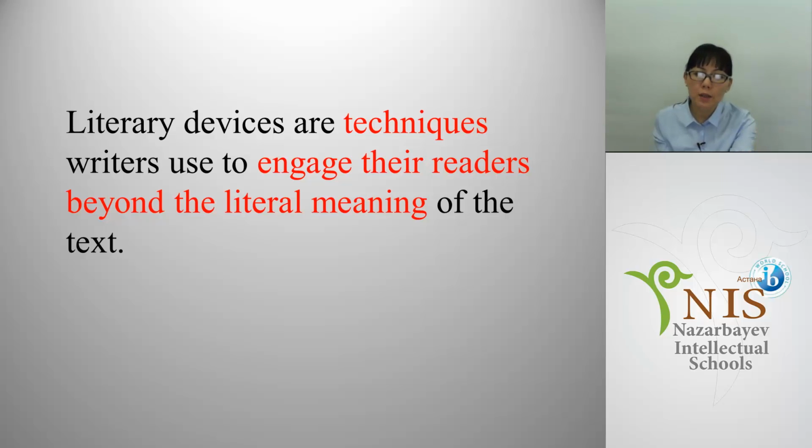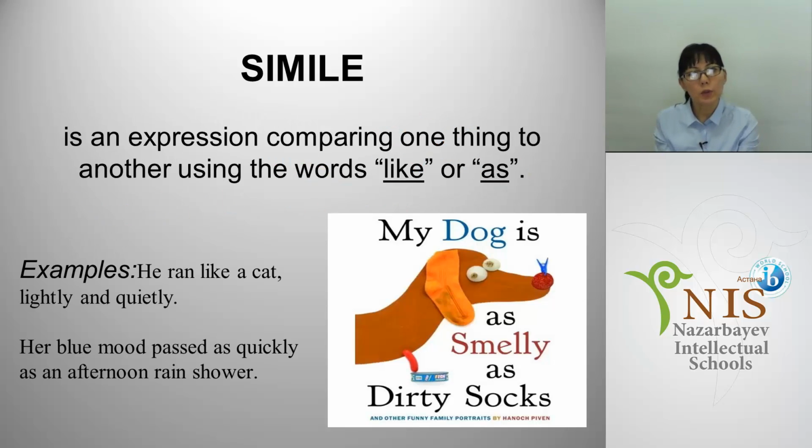So let's see some examples. The most frequent one, which authors always like to use, is called simile. It is comparing one thing to another through using the words like or as. For example, he ran like a cat, lightly and quietly. Here is the word like, and we identify the features of the animal and give them to a person. So we compare a human with an animal.